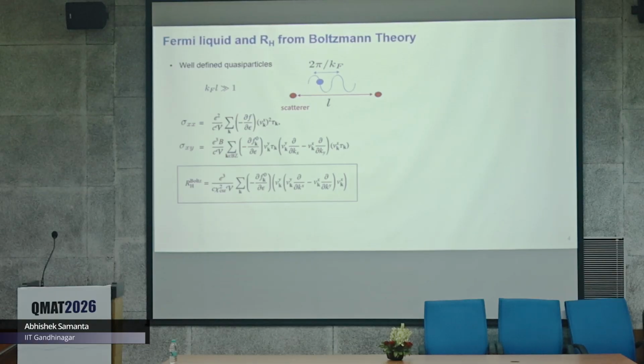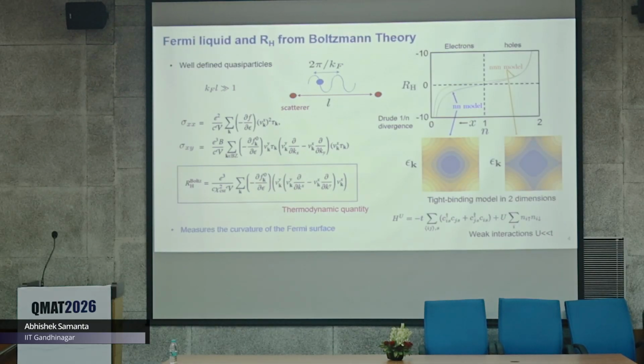But if we take isotropic scattering, meaning when the tau k is independent of k, we see the same miracle that the Hall coefficient turns out to be a thermodynamic quantity again, which is independent of the scattering tau. But here it measures the curvature of the Fermi surface. So to understand this, we can consider a very simple example of a tight binding model in two dimensions. Here I have plotted the Hall coefficient, which is obtained by simply calculating the Boltzmann theory, as a function of density n.